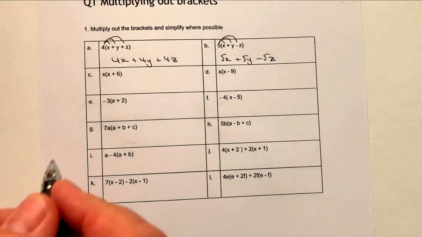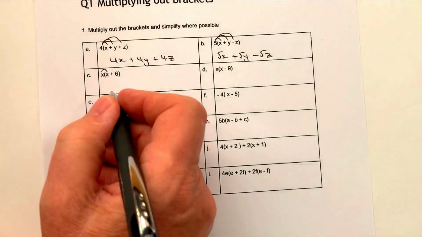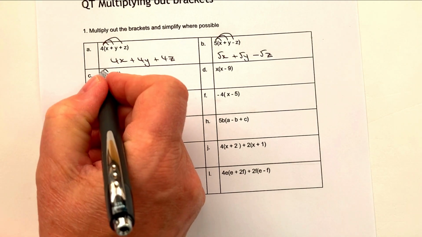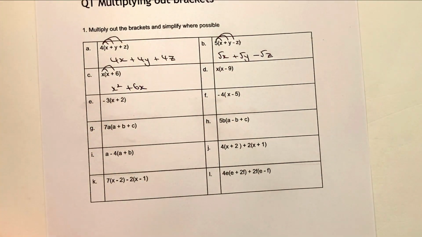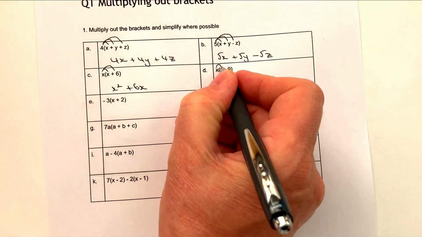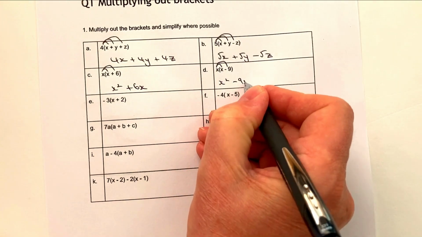Okay, so C is fairly straightforward. We've got x times x. Well, x times x is going to be x squared, and x times plus 6 is going to be plus 6x. Okay, same again with D. x times x is x squared minus 9x.